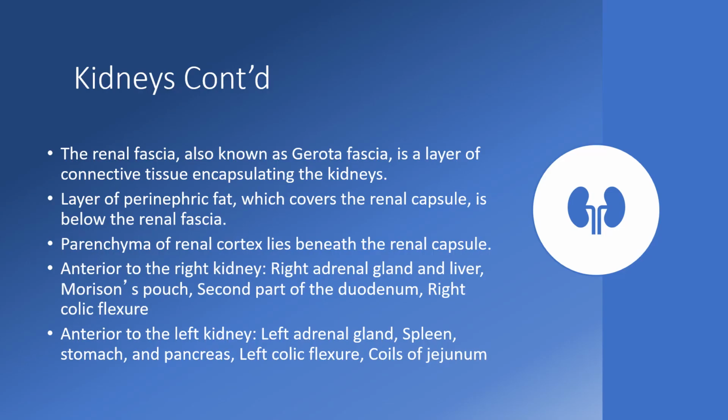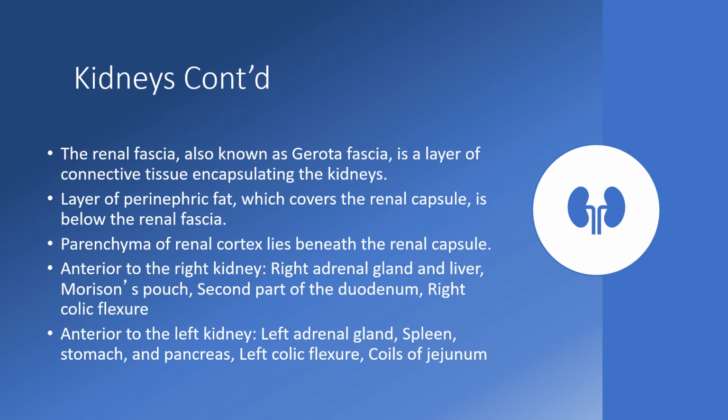Now, the renal fascia is also known as Gerota's fascia, and it's a layer of connective tissue that encapsulates the kidneys. Just as the liver has a capsule called Glisson's capsule, the kidneys are also encapsulated by Gerota's fascia. There's a layer of perinephric fat which covers the renal capsule and is below the renal fascia. The cortex lies beneath the renal capsule. So the cortex is that outer ring of hypoechoic tissue that we see around the kidney.